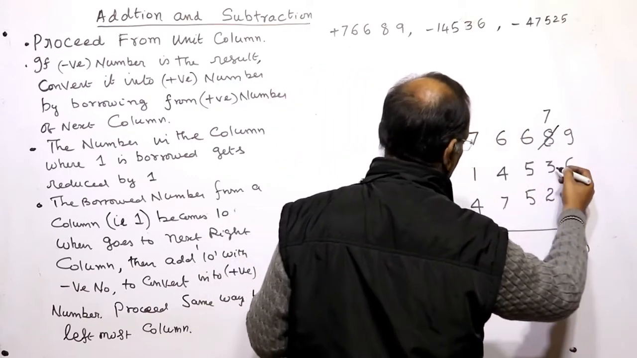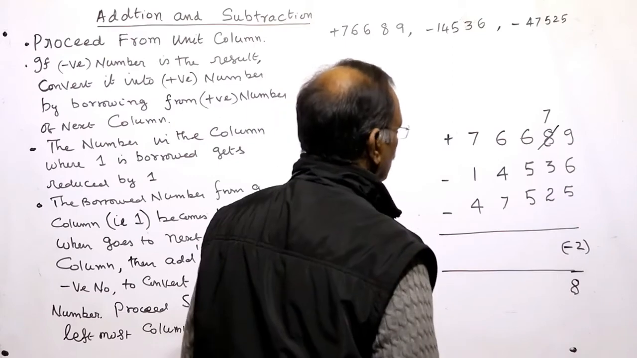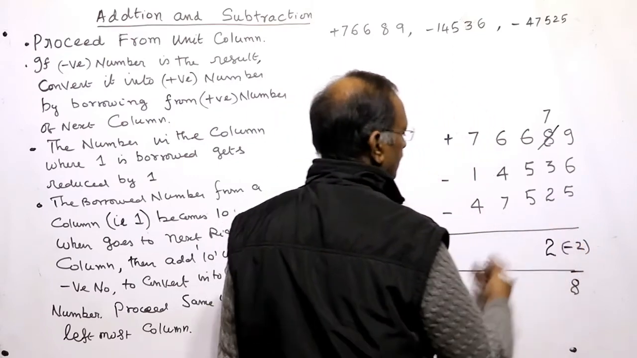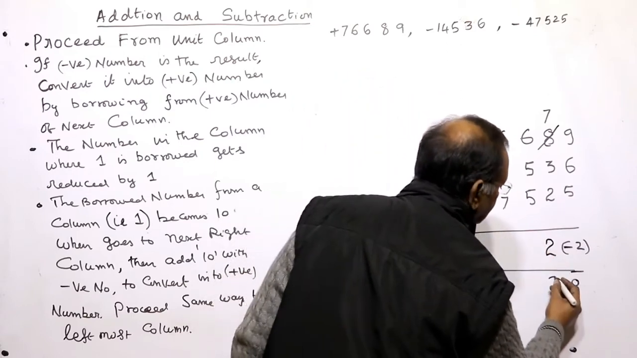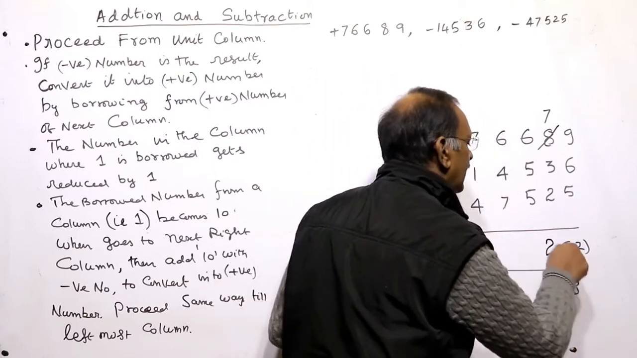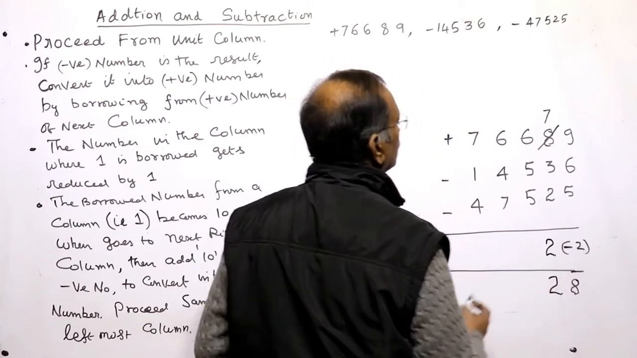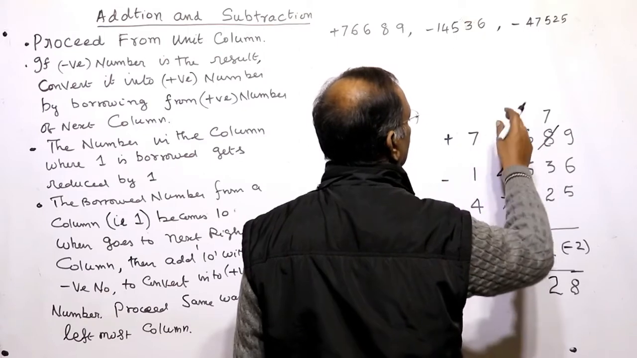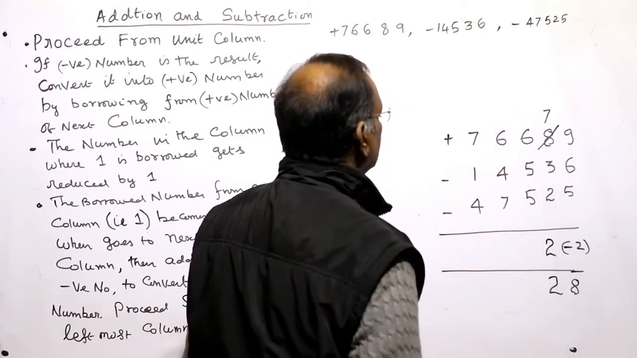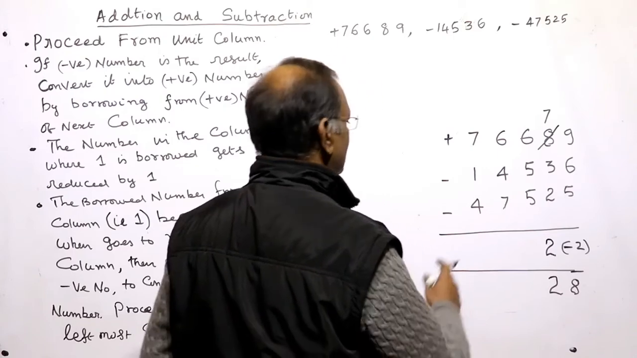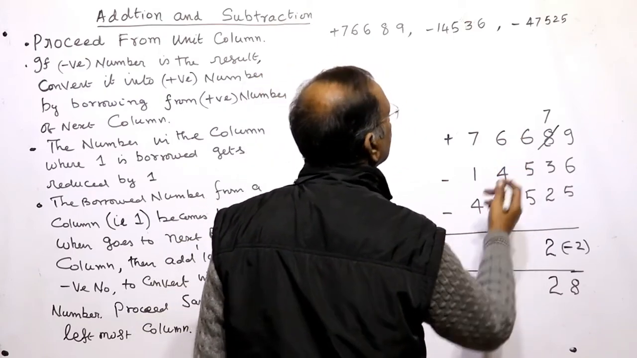Then the second one, 7 minus 3 is 4. 4 minus 2 is equal to 2. Since 2 is a positive number, we need not do anything. We will write the result as it is. Only when a negative number comes, add it to 10. Now again, there is no borrow from here to here. So again we start, 6 minus 4 is equal to 2. 2 minus 7 is negative.